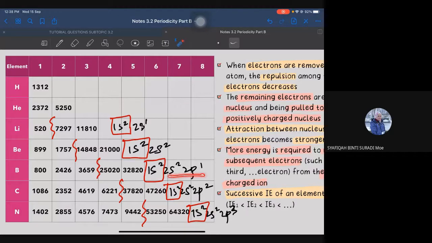The first three electron, dia punya increase dia agak uniform lah, okay. Dia increase dia agak stable lah, 800 ke 2000 ke 3000 tu normal. Tiba-tiba, dekat fourth electron here, jadi 25,000. So, sudden increase. Kenapa? Sebab dia nak remove daripada inner electron. Okay, remove daripada inner shell. Okay, sama juga dengan carbon.